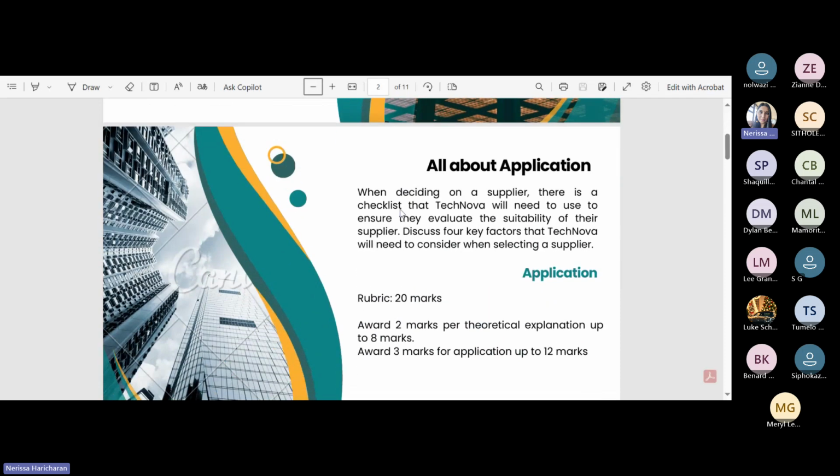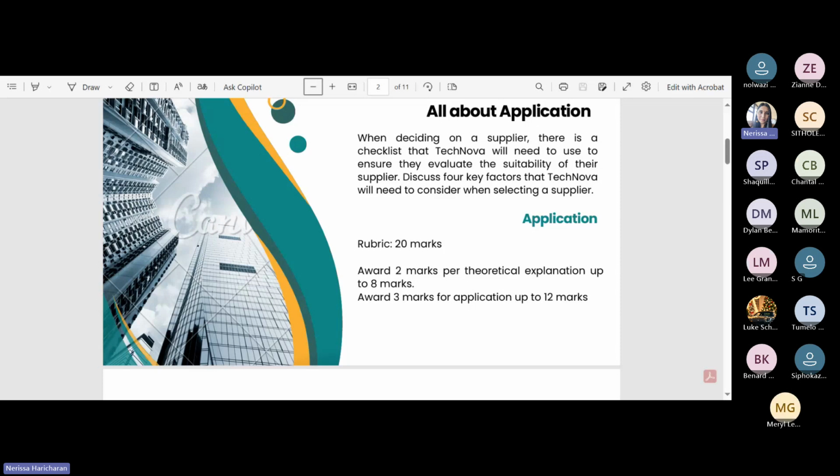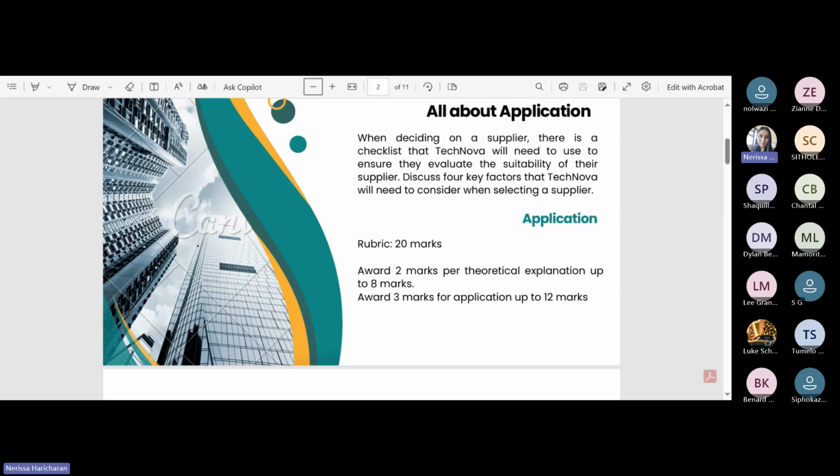So one of the questions in our last session was, how do you do applications specifically? So I took question 3.2 from assignment 1, and I just put the question there. When deciding on a supplier, there's a checklist that Technova, our case study, will need to use to ensure that they evaluate the suitability of their supplier. Discuss 4 key factors that Technova will need to consider when selecting a supplier.